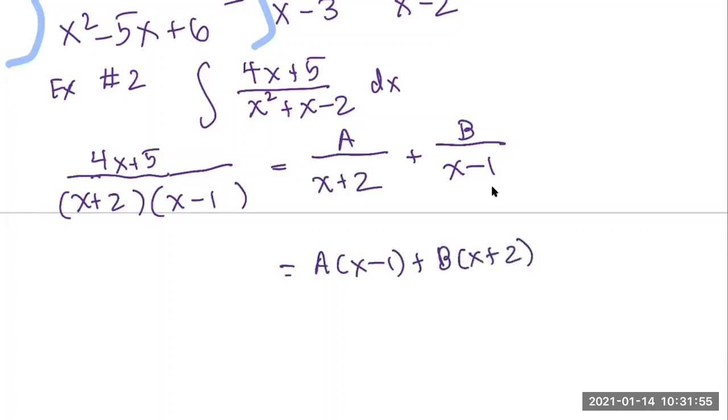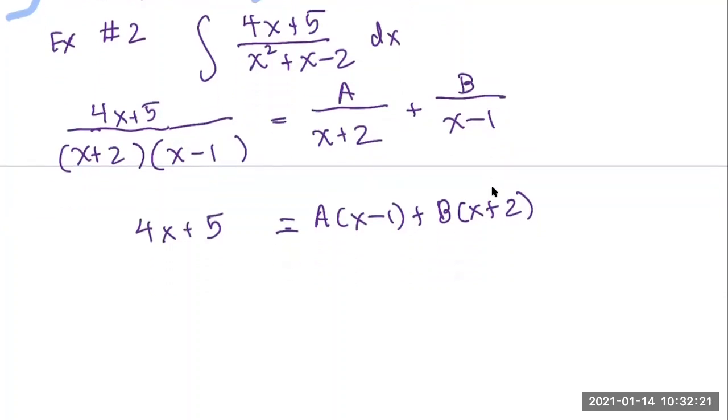Okay, so multiply the corresponding rational function. So this one's missing the x minus 1, times it by x minus 1. This one's missing the x plus 2, times it by x plus 2. And keeping in mind, doing that process is finding the LCD. So if they already have the same denominator, I don't have to write the denominator. I'm just going to write what I need the numerator to be, which is 4x plus 5.